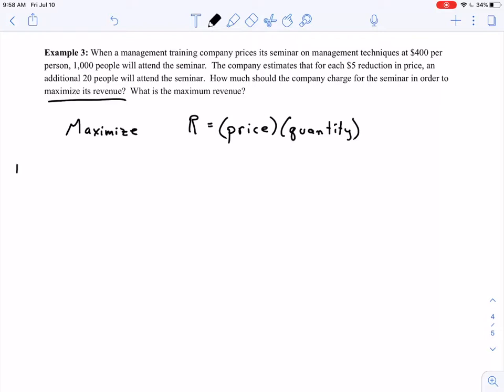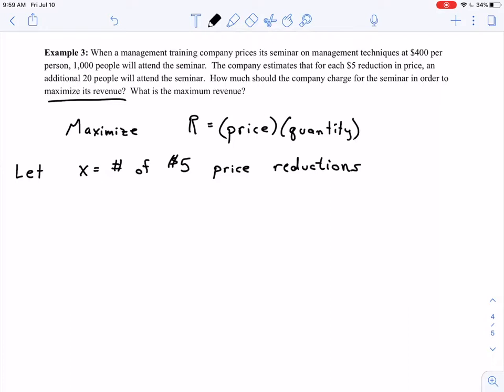I'm going to say let X equal the number of $5 price reductions. So it's the number of times that I choose to reduce my price by $5.